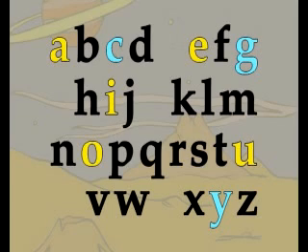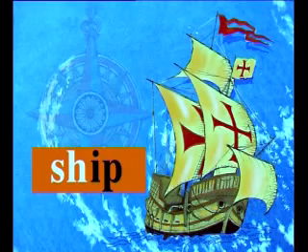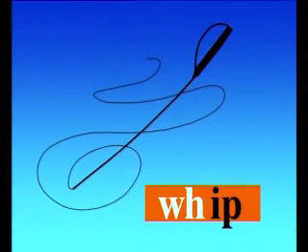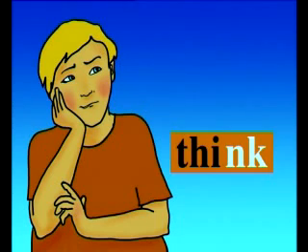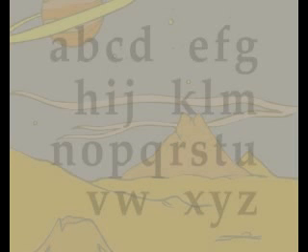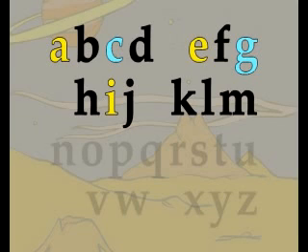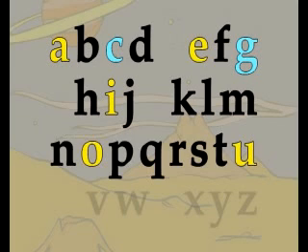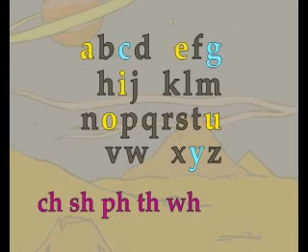So two letters are often put together to make other sounds, as in children, ship, thistle, whip, sing, think, and even phone. And so the ABC song can go A, B, C, D, E, F, G, H, I, J, K, L, M, N, O, P, Q, R, S, T, U, V, W, X, Y, Z. Ch, sh, f, th, w, ng.